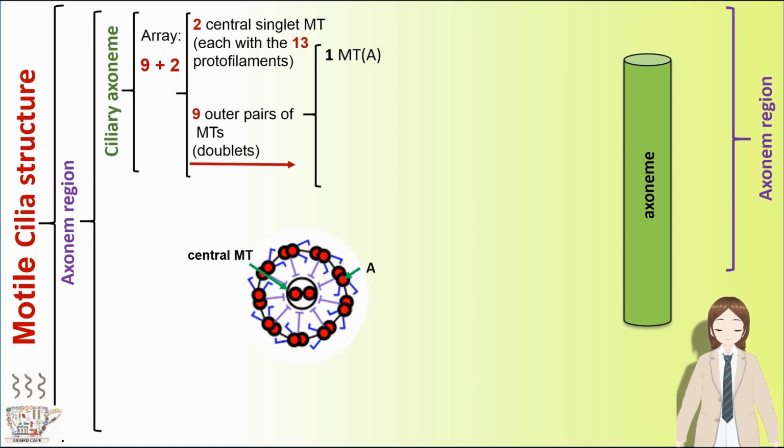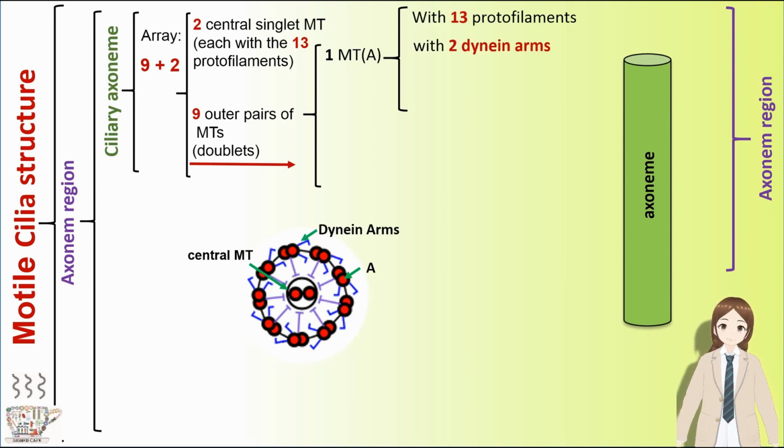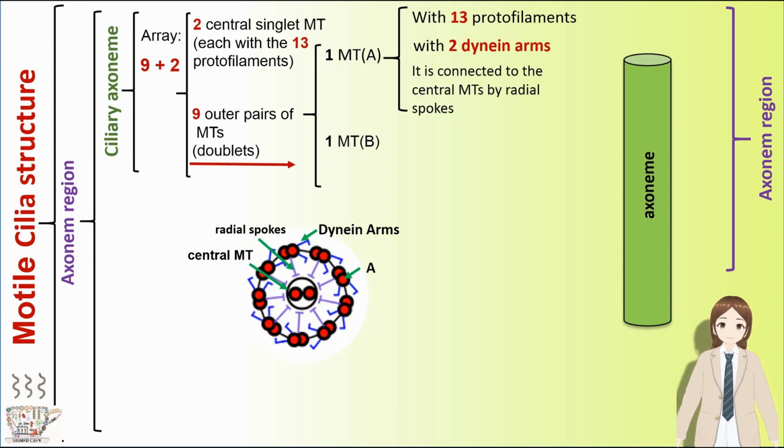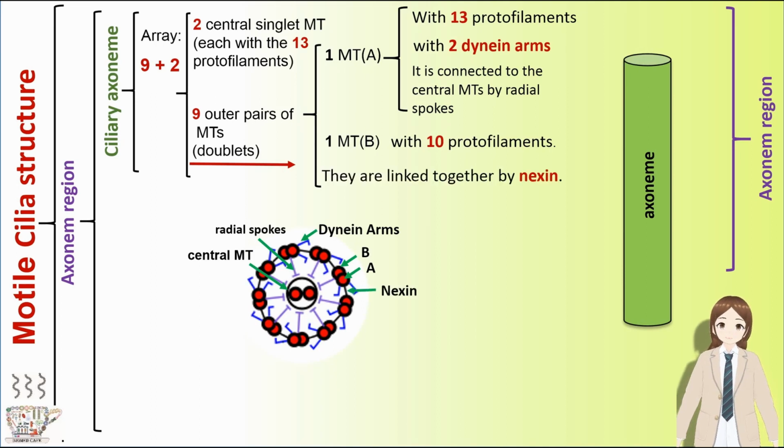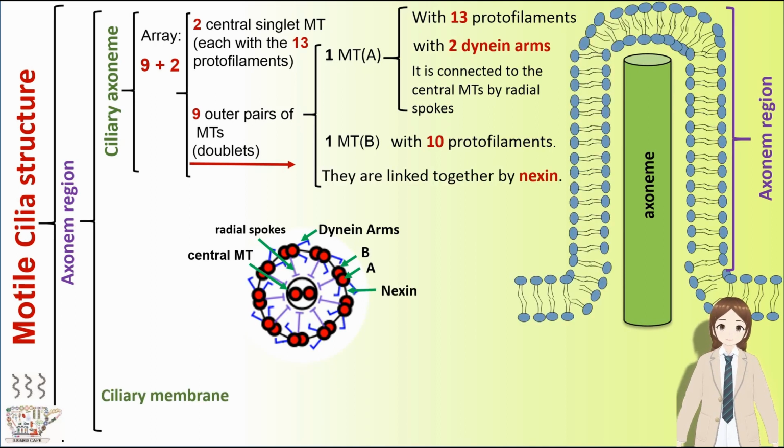Each doublet has 1 microtubule A with 13 protofilaments, with 2 dynein arms, connected to the central microtubules by radial spokes, and 1 microtubule B with 10 protofilaments. They are linked together by nexin.